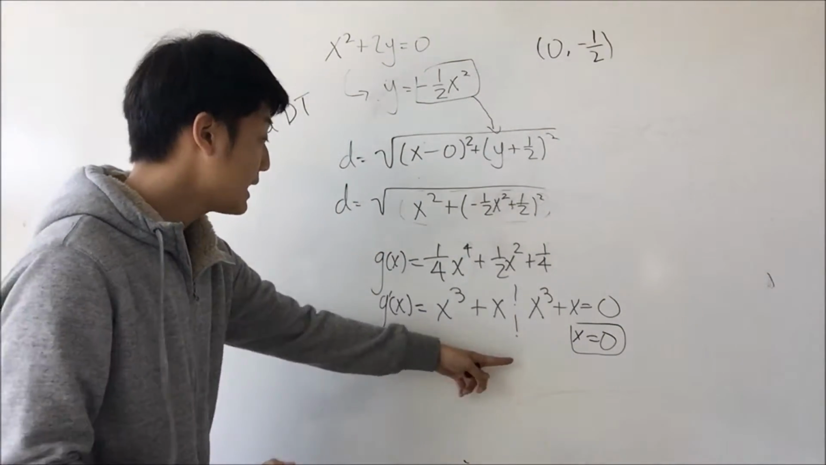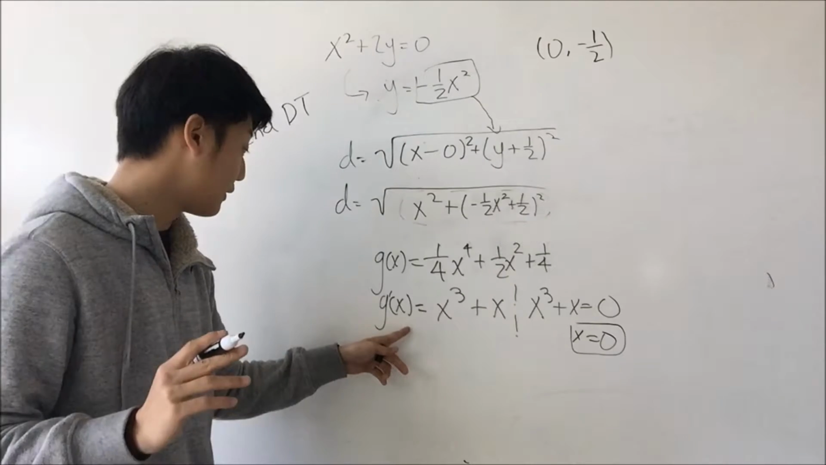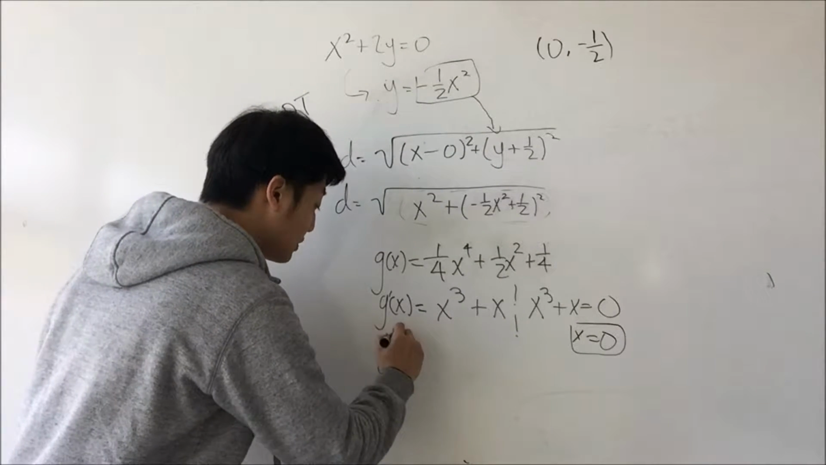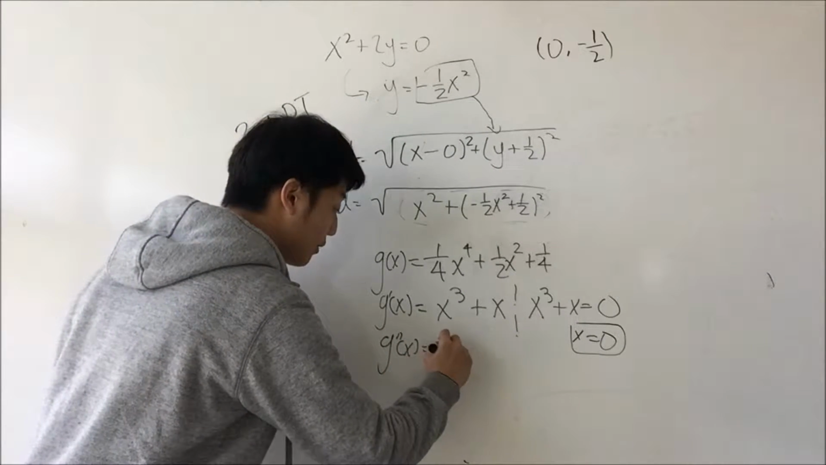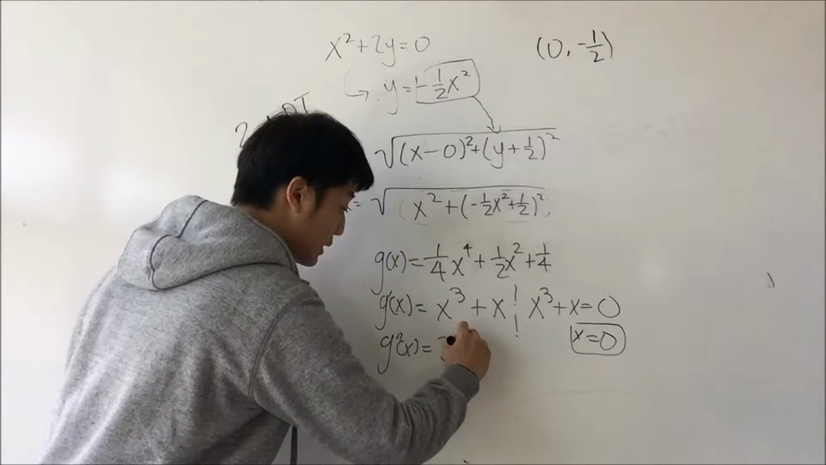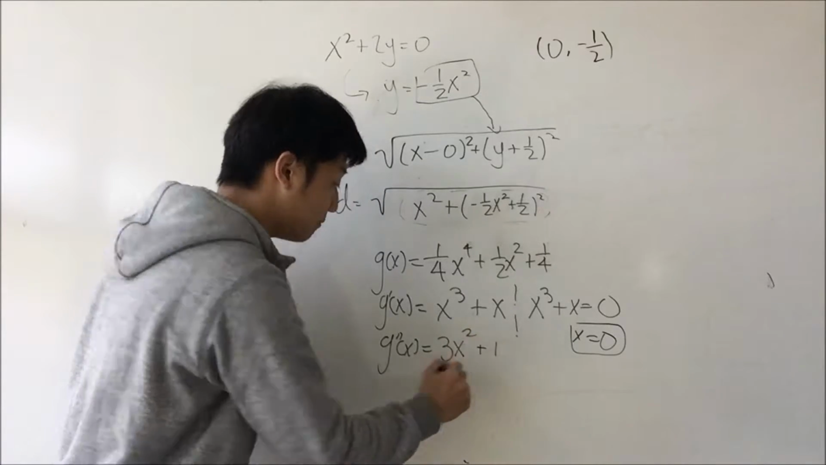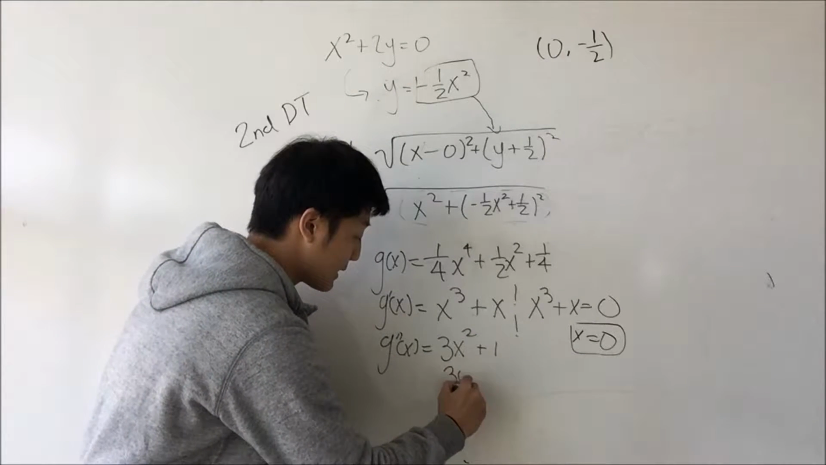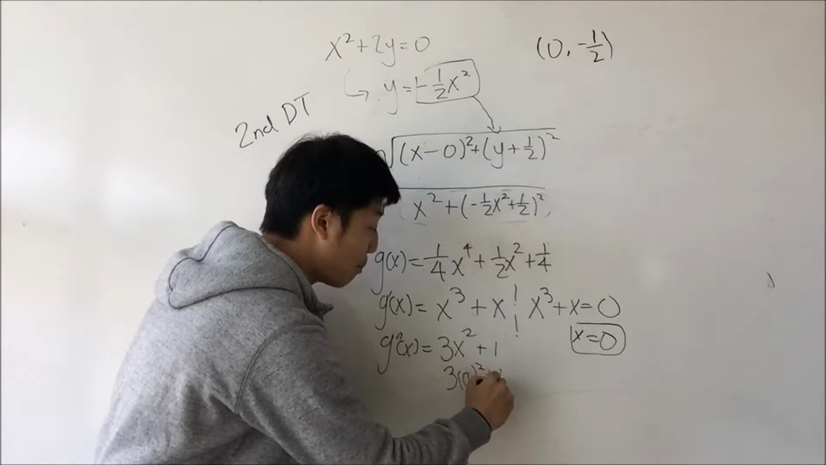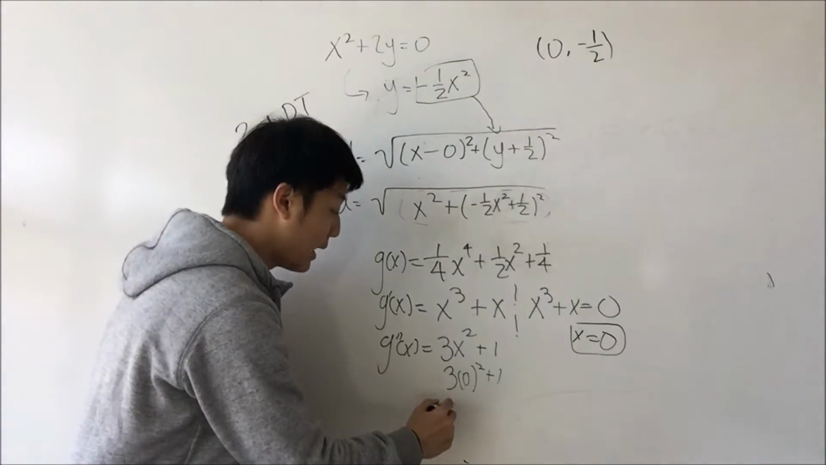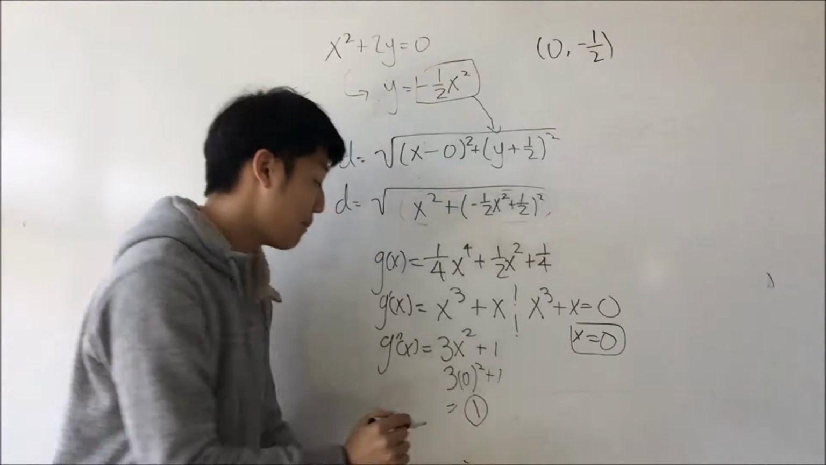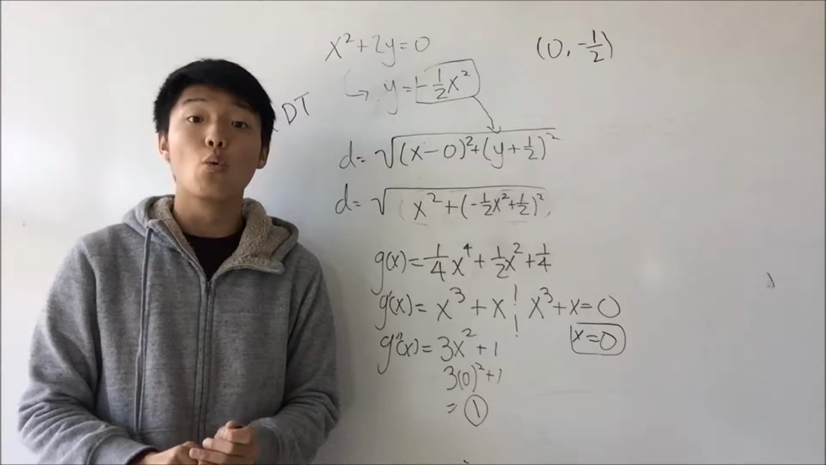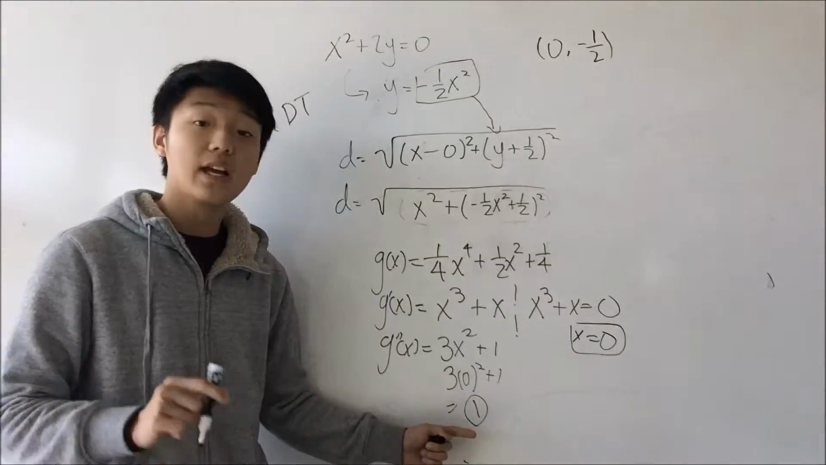Now, let's do another differentiation to make g double prime of x, which will become 3x squared plus 1. If we plug in 0 here, a positive number will come out, which is 1. And because this is a positive number, we can see, oh, it is a minimum.